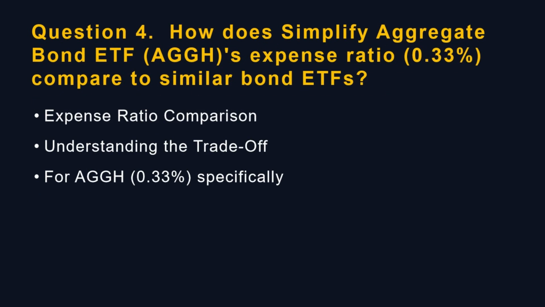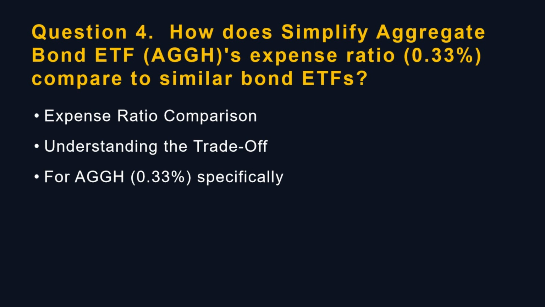Question 4. How does Simplify Aggregate Bond ETF (AGGH)'s expense ratio, 0.33%, compare to similar bond ETFs? Here's a breakdown of how AGGH's expense ratio, 0.33%, compares to similar bond ETFs. Expense ratio comparison. AGGH, 0.33%, falls within the mid-range for actively managed bond ETFs.